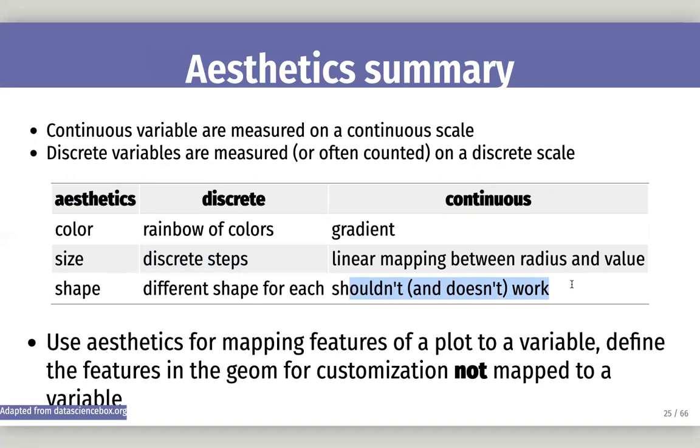So you use aesthetics for mapping features of a plot to a variable, and then you define the features in the geom for customization that is not matched to a variable. So there's two different ways to use these aesthetics. You can either have them be mapped based on some variable, like we did when we changed size based on birth year, or color based on gender, or you can define the feature across the whole geometric object, like we did when we set the size to 2 for all of them.